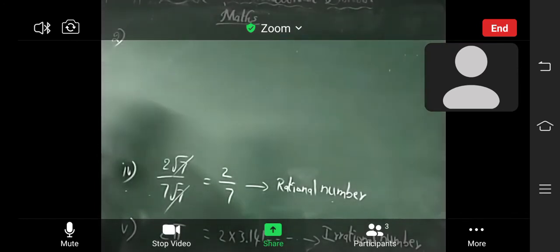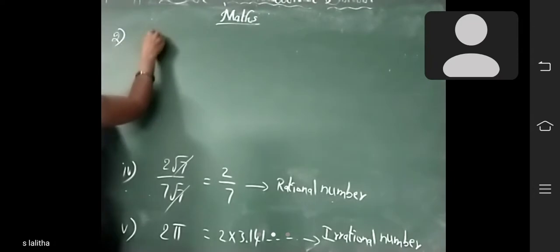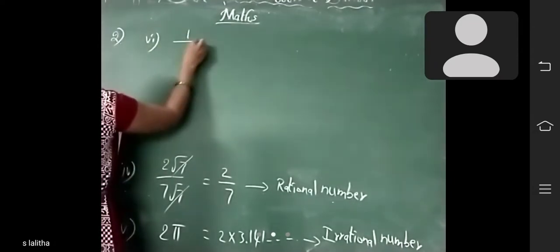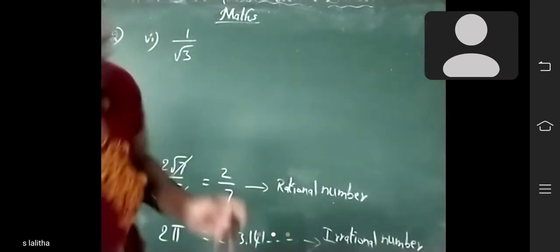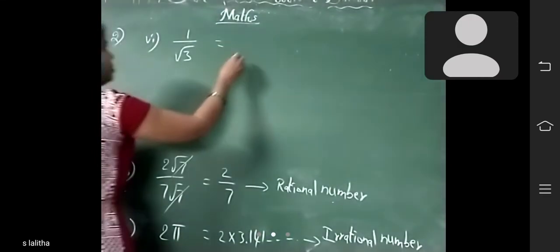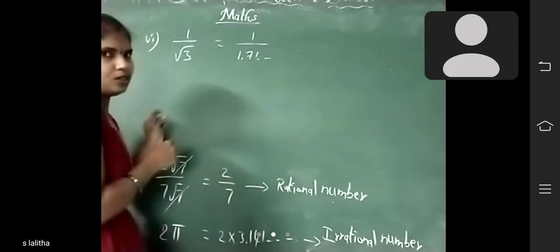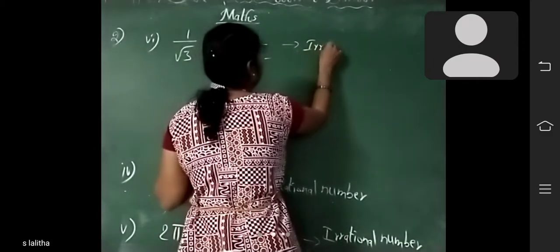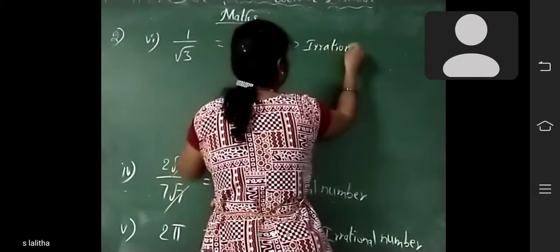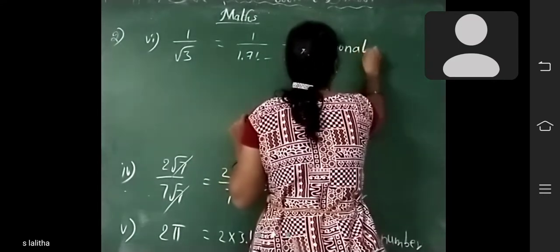Next one, see. Sixth one. 1 by root 3. So is 1 by root 3 a rational number or irrational number, children? 1 by root 3 value is 1.7 and so on is there. So it is an irrational number. Why? Because it is a non-terminating, non-repeating decimal.